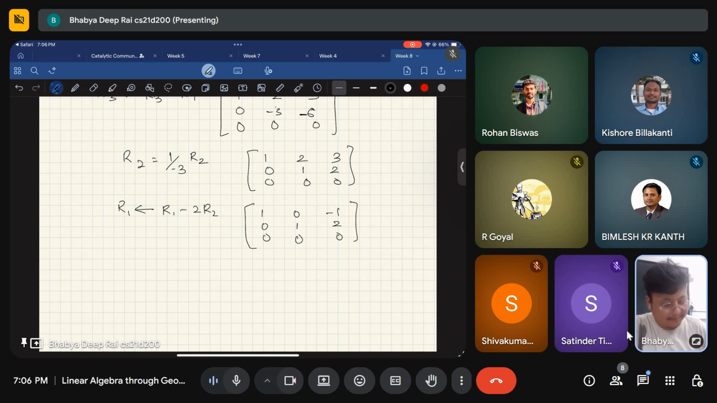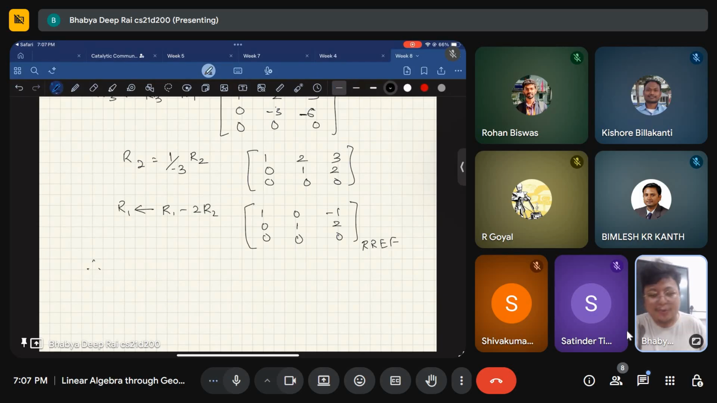Everything above the pivot is also 0. Yeah, that's correct. Okay, now it is in reduced row echelon form. No matter the columns, the rows form the columns of A transpose. So therefore, the basis of... and note that, okay, this is important.